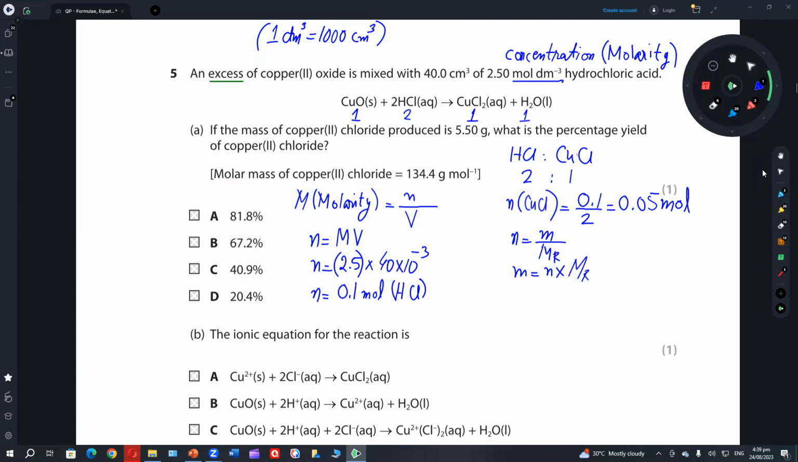Can you tell me how I can find the molar mass of copper chloride, or is it given? Hold on. Read the question. It's given, 134.4 grams. Very good. So I will do 0.05 into 134.4. Do this calculation: 6.72 grams.